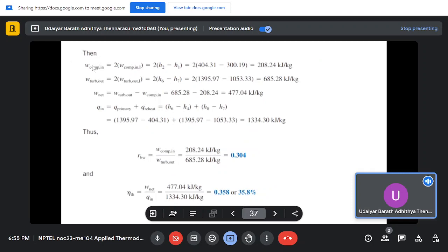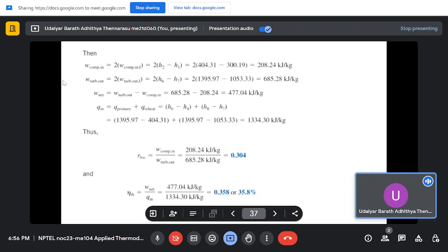Compressor work 1 to 2 equals... because it's operating between the same pressure ratios and temperature, the work also will remain the same. So W compressor in will be twice the compressor work in a single stage. So twice H2 minus H1 becomes 2 into 404.31 minus 300.19, which comes out to be 208.24 kilojoule per kg.